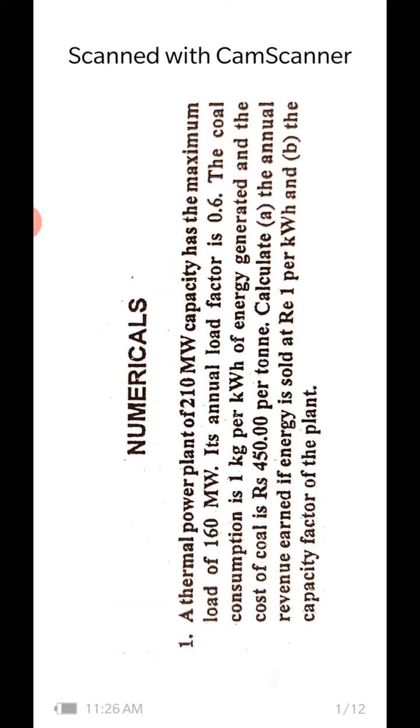So the demand is not exceeding beyond 160 megawatt. This is the maximum demand. Maximum demand will happen sometimes, not all the time. Then there is something called average demand also. And then annual load factor is 0.6. So the load factor is 0.6 means of this maximum demand, whatever is there, only 0.6 is the average load.